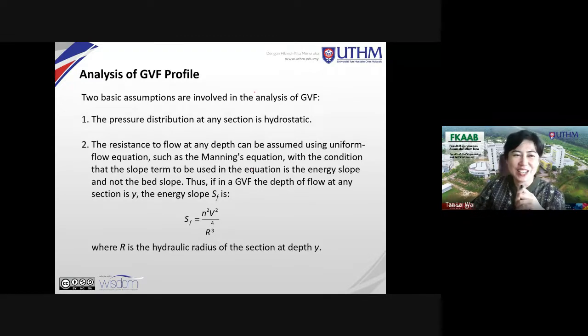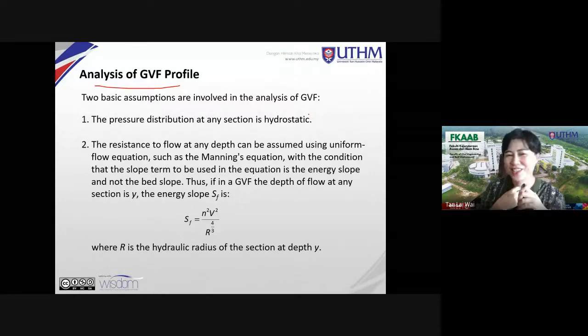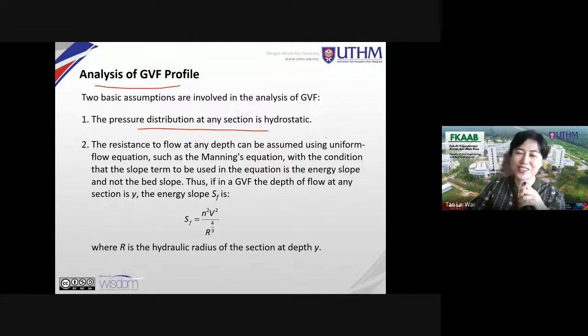Okay. Now, analysis of gradually varied flow profile. So this will be our last topic, the analysis. But under this topic, we have a lot of methods. I think we are going to look at 3 methods to do analysis. Pressure is hydrostatic. Okay, of course.